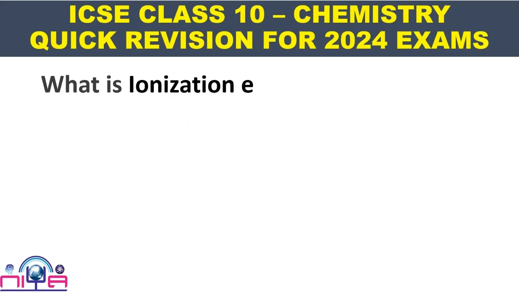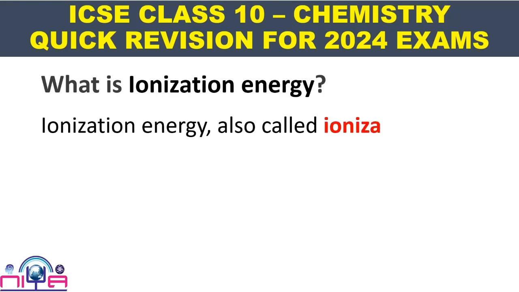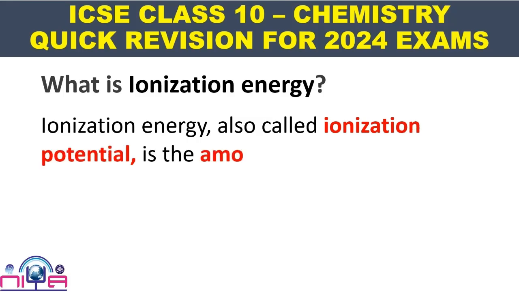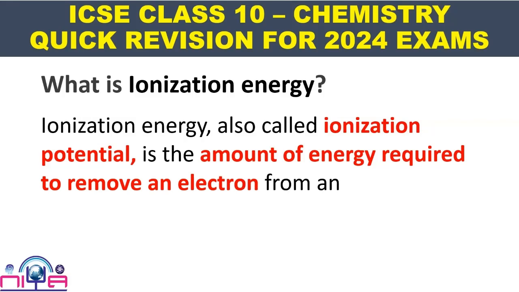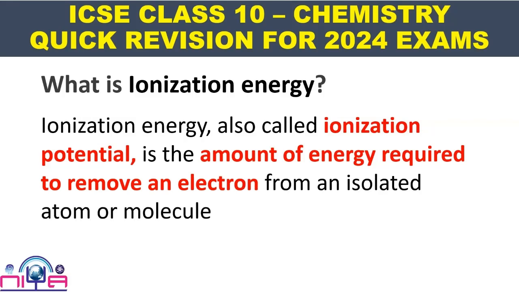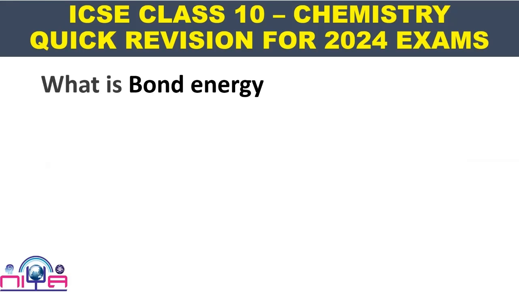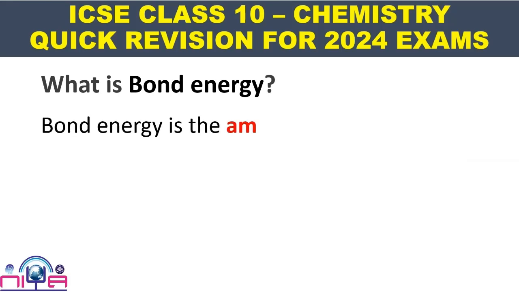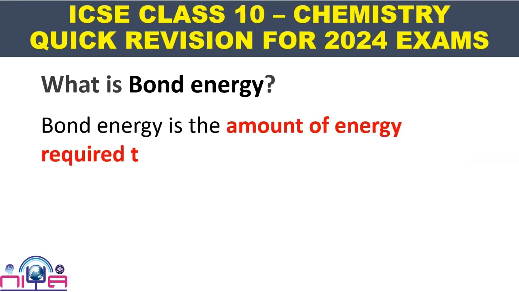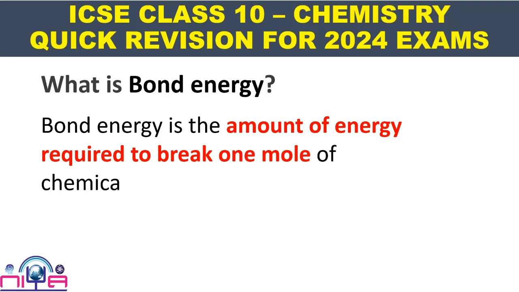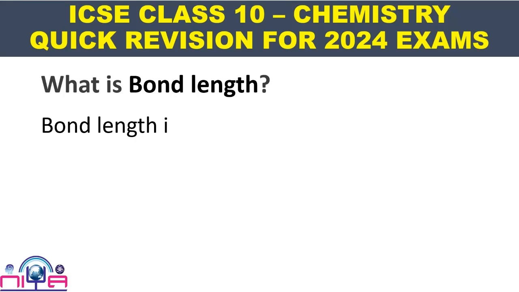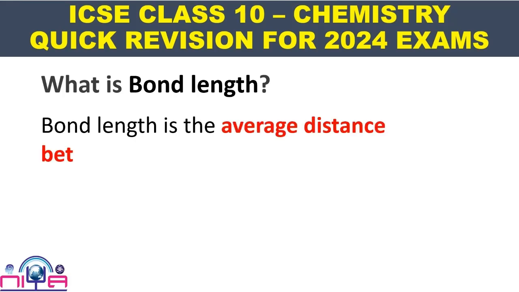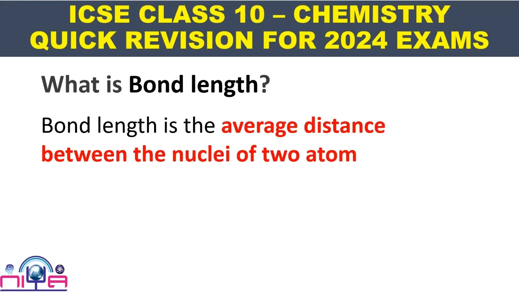What is ionization energy? Ionization energy, also called ionization potential, is the amount of energy required to remove an electron from an isolated atom or molecule. What is bond energy? Bond energy is the amount of energy required to break 1 mole of chemical bonds. What is bond length? Bond length is the average distance between the nuclei of two atoms that share a bond.